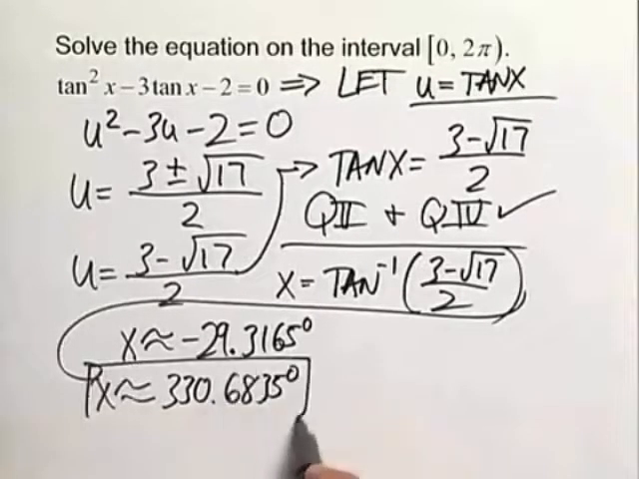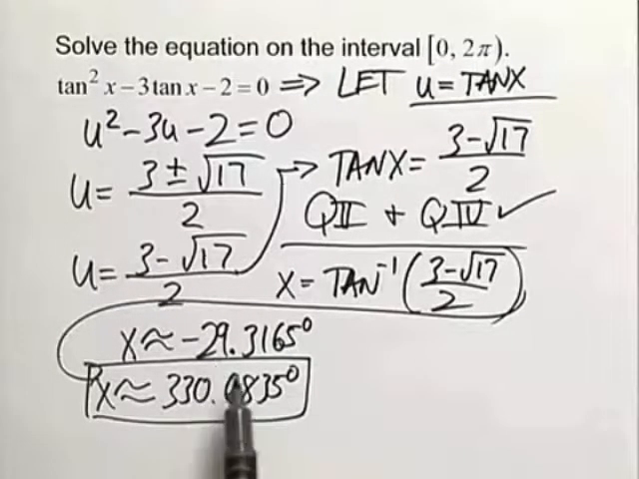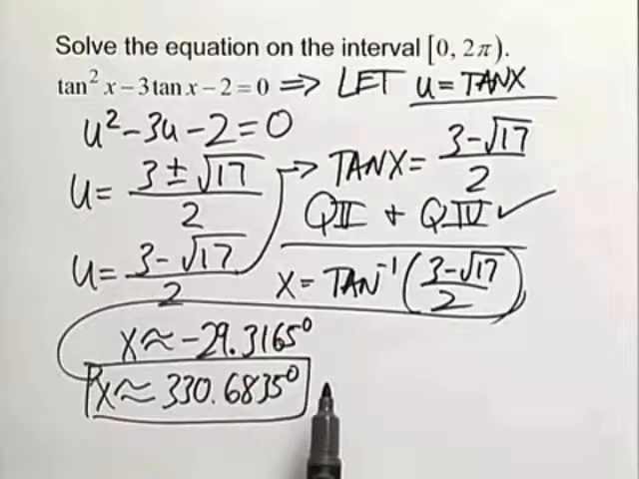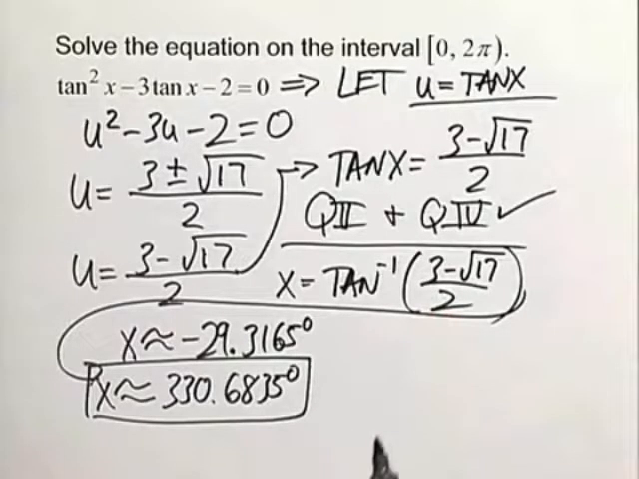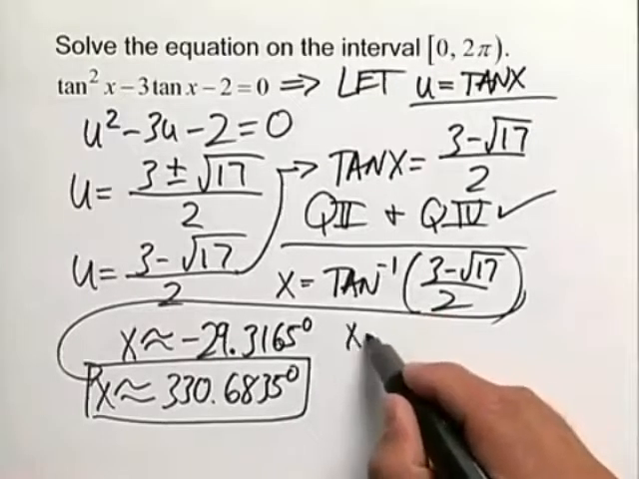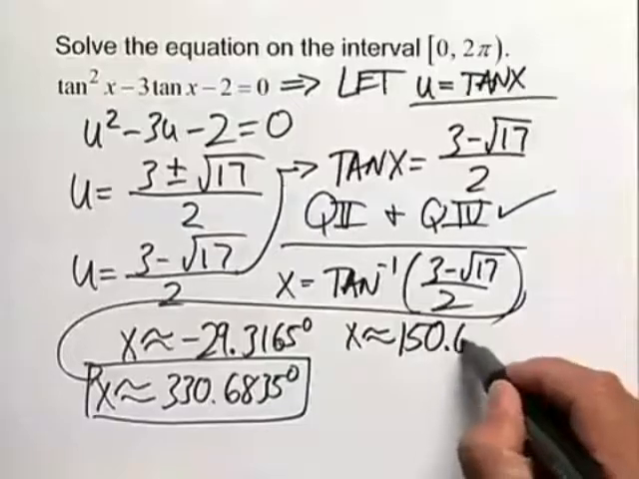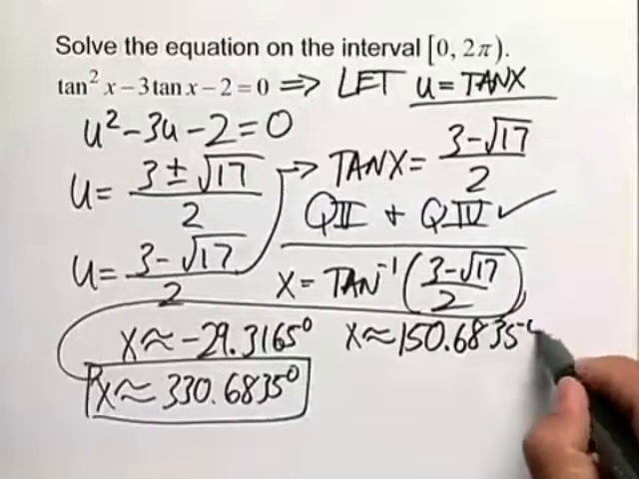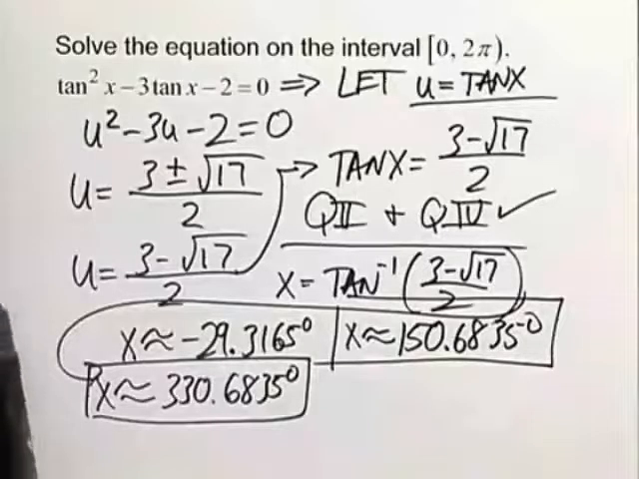So we've sort of reversed order here, where we found the solution in quadrant 4 first, and then we're going to find that in quadrant 2. Now we find that our reference angle is a positive 29.3165. So if we subtract that from 180 in quadrant 2, we obtain an approximate solution there as well of 150.6835 degrees. So those are our two solutions then in terms of degrees.